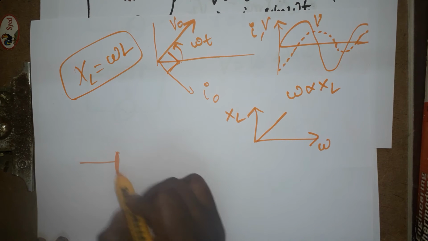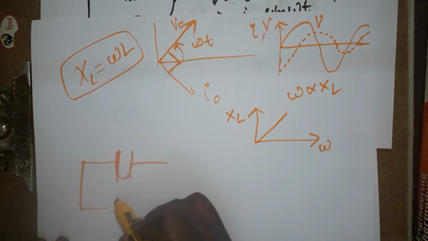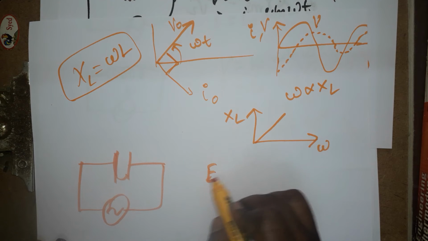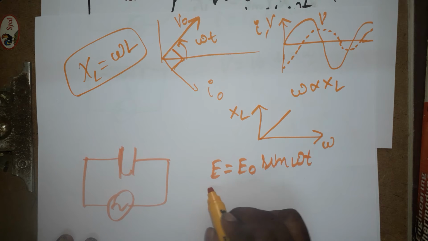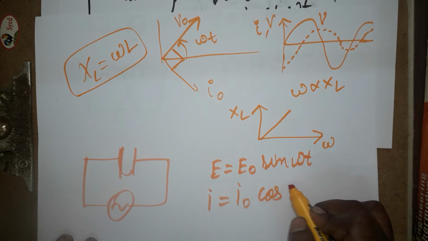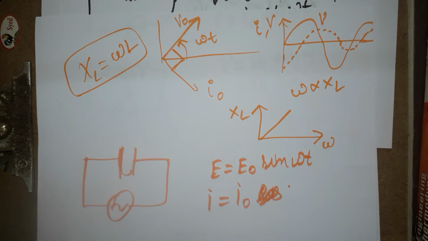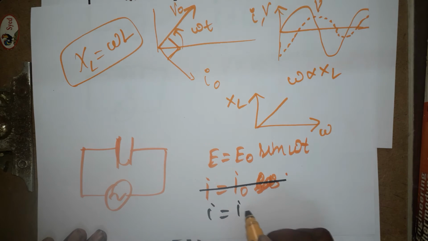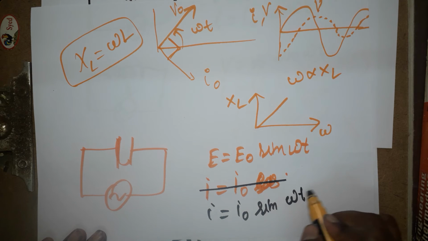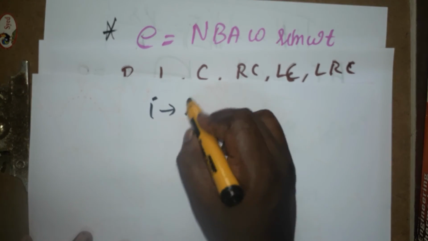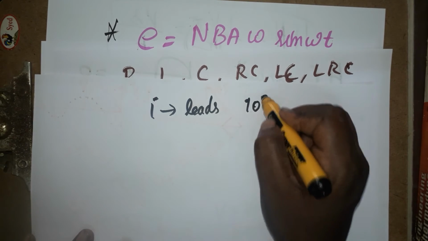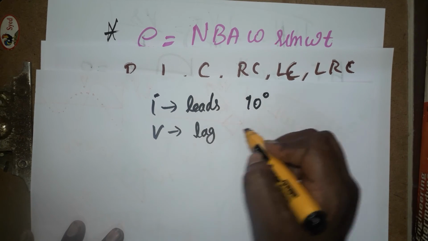When capacitance is connected with AC, applied AC is E is equal to E naught sin omega t, otherwise V is equal to V naught sin omega t. The flowing current and applied voltage will have a difference. I is equal to I naught sin omega t plus 90 degree. From this we can conclude current leads 90 degree, voltage lags 90 degree.